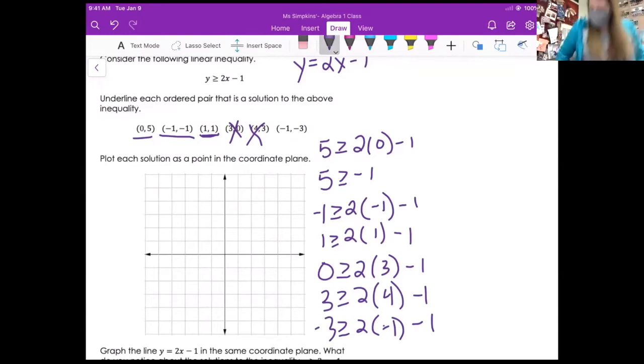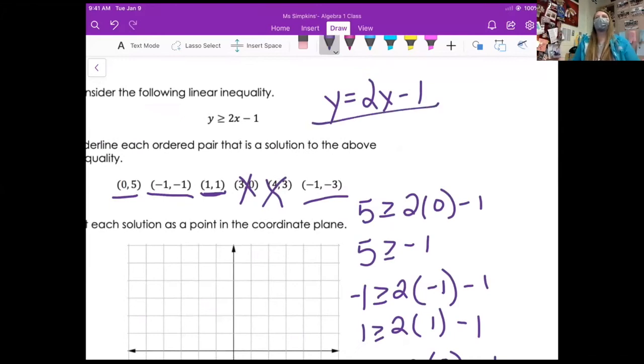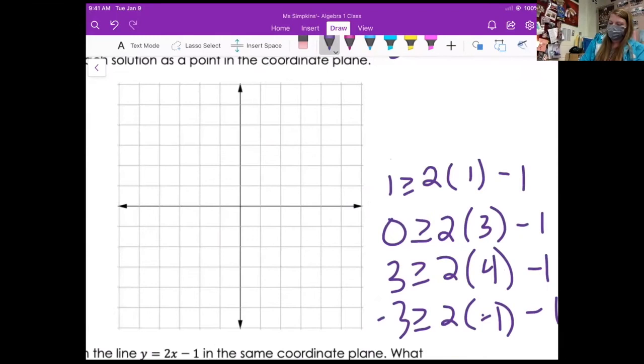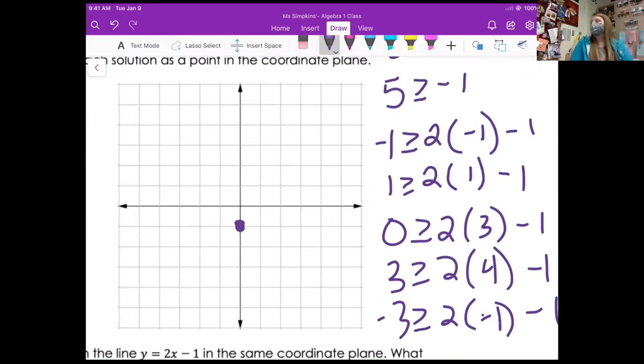Okay. Is -3 greater than or equal to 2 times -1 minus 1? It's specifically equal to, right? -3 is equal to itself. So we're going to underline that one. So now we get to graph. Luckily, we graph it the same way we would a line. So if this said y equals 2x minus 1, we would start where? Where would we put our first point? At -1 on our y-axis. So go ahead and put your first point there, just like we've always done.